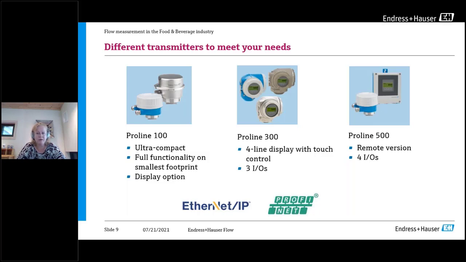And then the Proline 500, the remote version, comes with the highest number of IOs, 4 IOs in total. All these transmitters are on a common platform and available with a variety of different options for digital communication. So in addition to HART or more traditional communication protocols like Profibus, also Ethernet IP and Profinet are available on these transmitters.